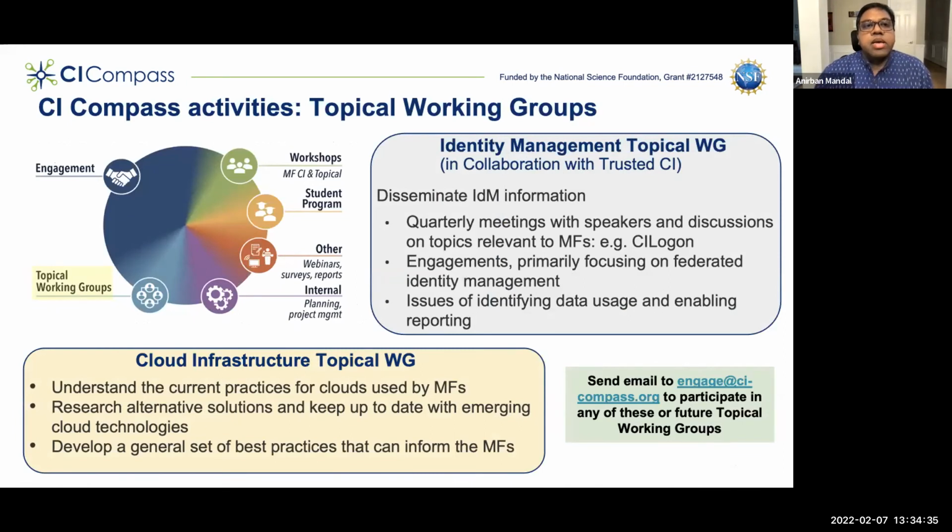One way to engage with CI Compass is through another CI Compass activity, which we call the topical working groups. So topical working groups are venues which address cyber infrastructure issues affecting more than one major facility, maybe affecting many major facilities, and which have participants from multiple facilities. So right now we have two such topical working groups. One of them is on cloud infrastructure, where we understand the current practices and future plans for adoption of clouds by major facilities. We research alternative solutions and keep up to date with emerging cloud technologies that can then be applied to the major facility context.